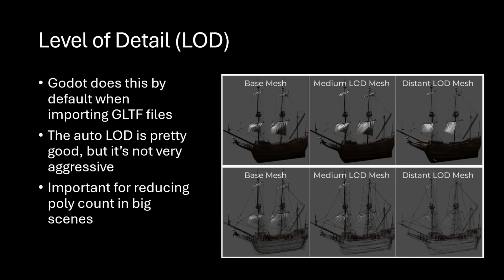So before we really jump in and talk about MultiMesh and the rendering server, there are a couple of concepts we need to talk about briefly. The first one is level of detail. LOD, as you've probably heard about, Godot does this by default when importing glTF files. I believe it uses the meshoptimizer library under the hood. Basically, when the generate LOD checkbox is selected, it auto-LODs your mesh, meaning it takes your base mesh and applies a couple of levels of decimation. You can see that here in the wireframe a little better. The auto-LOD is pretty good, but it's not very aggressive, which is what we'll see in a minute. And it's very important for reducing poly count in big scenes.